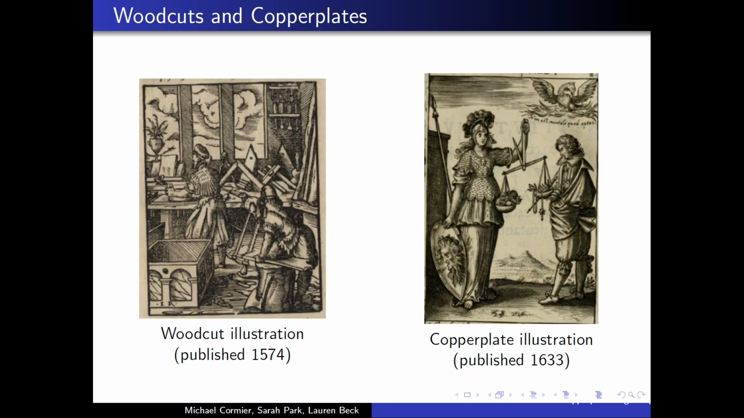So let's first look at a couple of examples of woodcuts and copperplates. This is a woodcut illustration on the left, and this is a copperplate illustration on the right. Now you can see that both of these depict scenes. In the woodcut illustration, you may notice that the lines are somewhat coarser. There aren't quite as many lines as there are in the copperplate illustration.